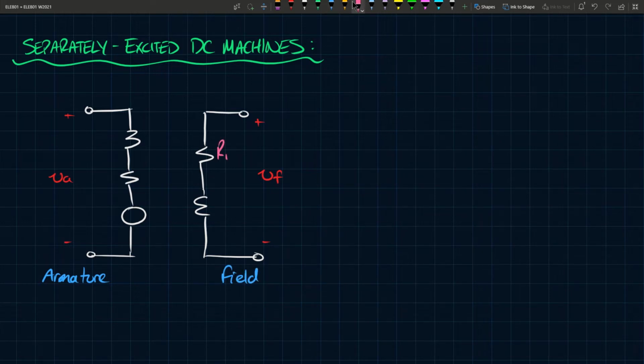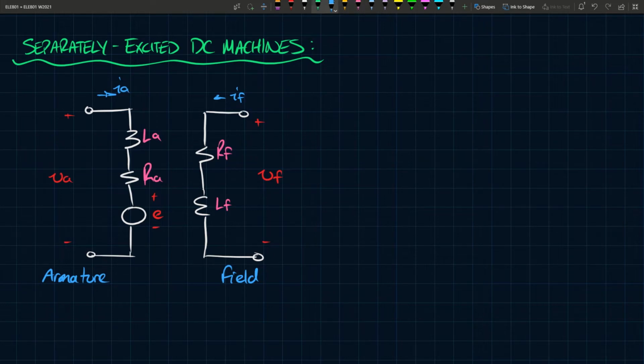And these parameters, this is RF, the field winding resistance. This is the field winding inductance. This is the armature winding, that's not a resistance, that's an inductance. Armature winding inductance, and this is the armature resistance, RA. This thing here we call E, and this is referred to as the electromotive force, and we'll define it in a second. This current here we call IA, the armature current, and this is IF, the field current.